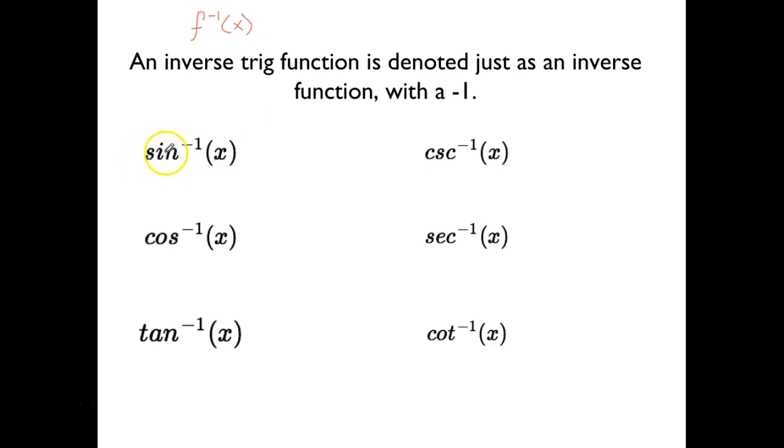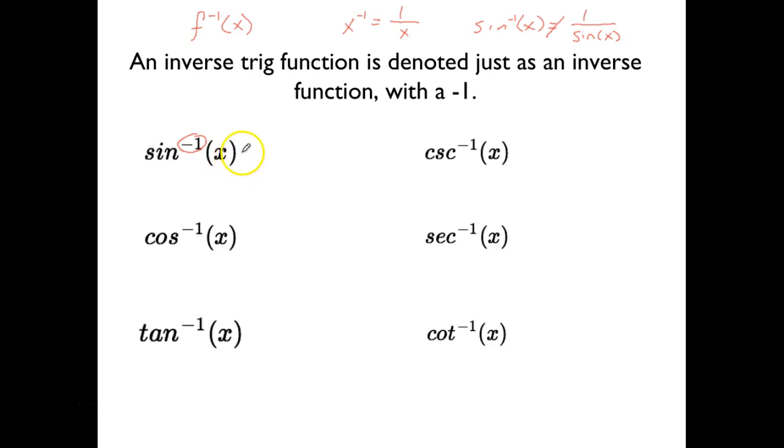If you want the inverse of sine, it's sine to the negative 1, cosine to the negative 1. Don't get this confused with a negative exponent, meaning it flips. Remember, x to the negative 1 can be rewritten as 1 over x. And that's true. But sine to the negative 1 of x does not equal 1 over sine of x. This is not true. This is just a notation for an inverse function.